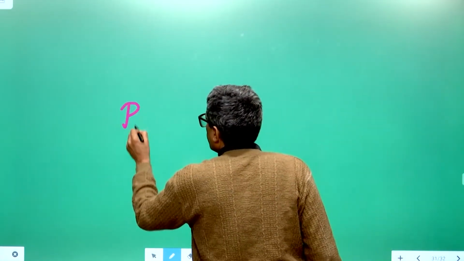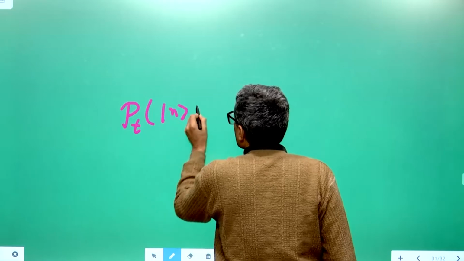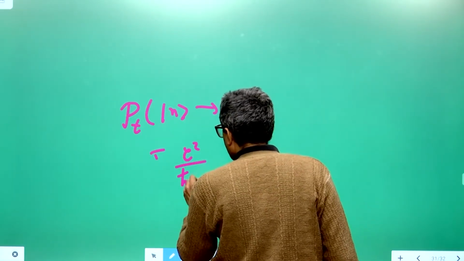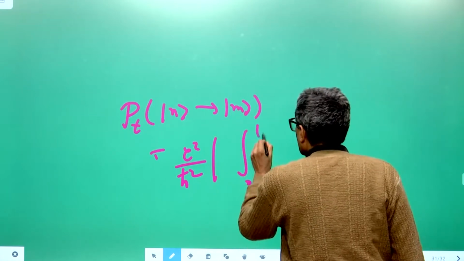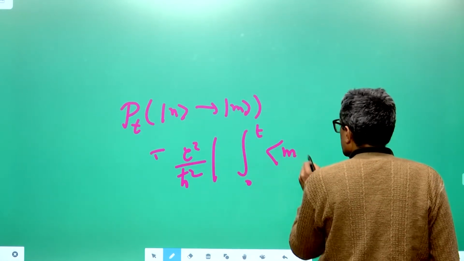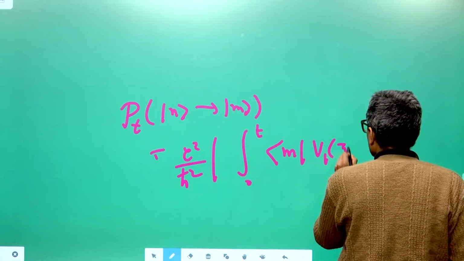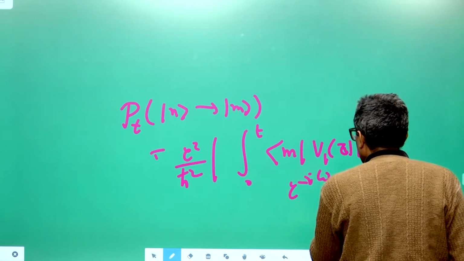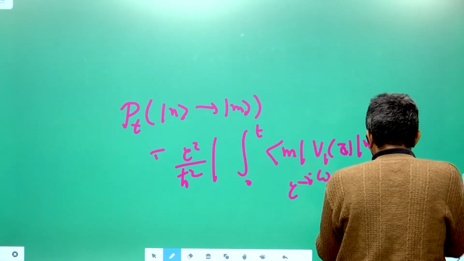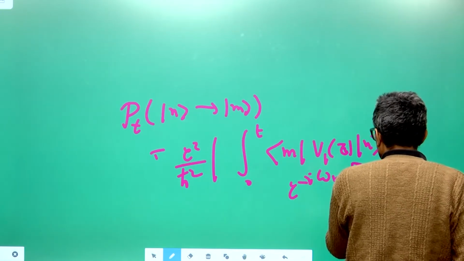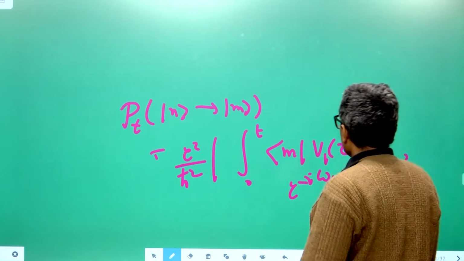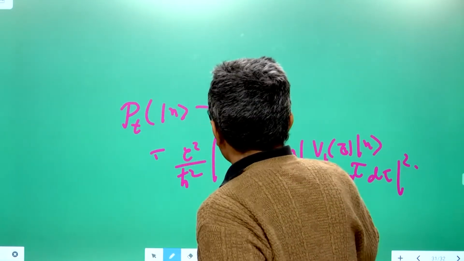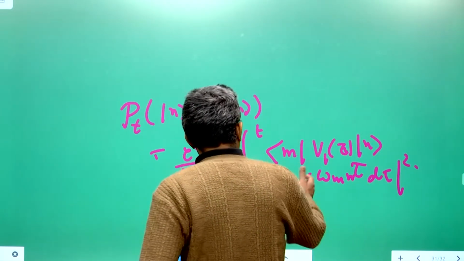So, the transition probability in going from the state n to the state m in time t is equal to E square by h square times the mod of the integral from 0 to t, then you go from the state n to the state m. So, v1 tau n e power minus I omega m n tau d tau square. It is the Fourier transform of the matrix element of the interaction potential energy between the field and the atom. You can compute it to order 2 also, the same thing.